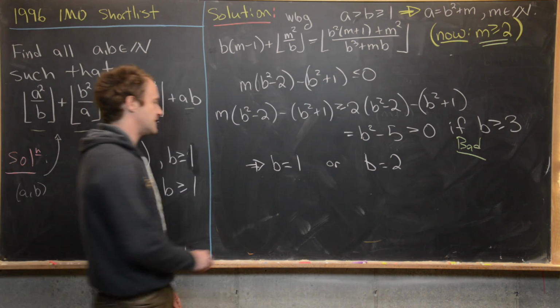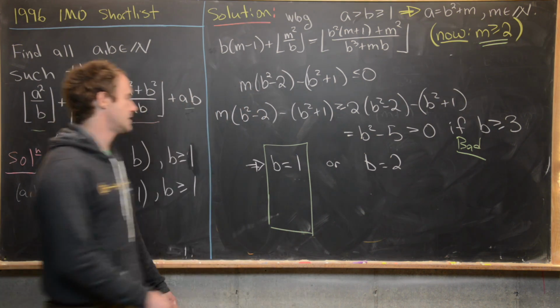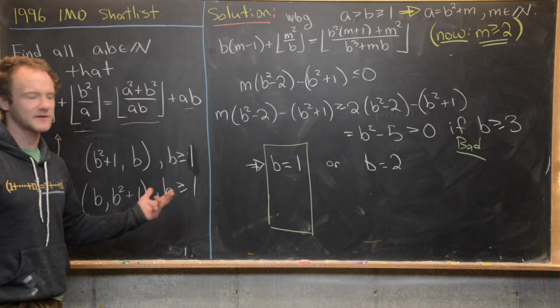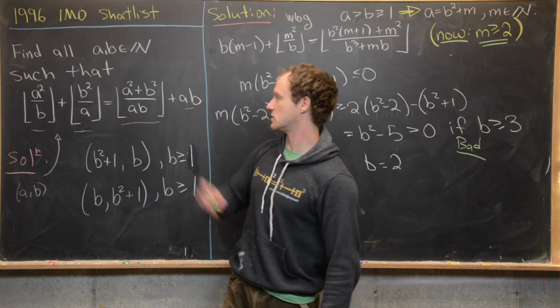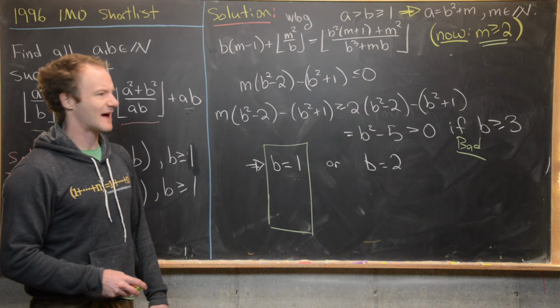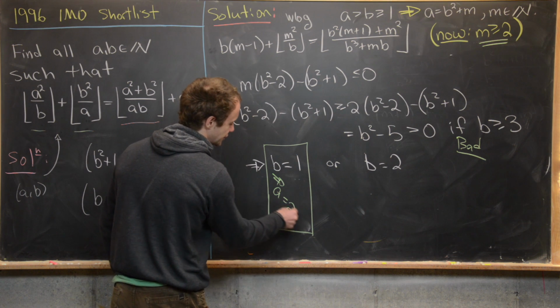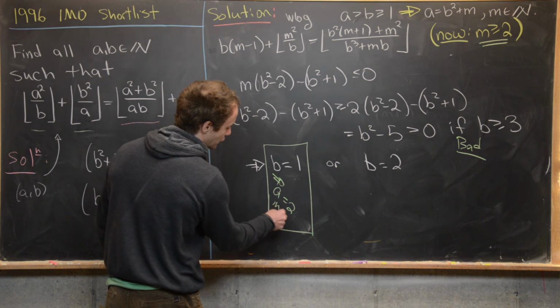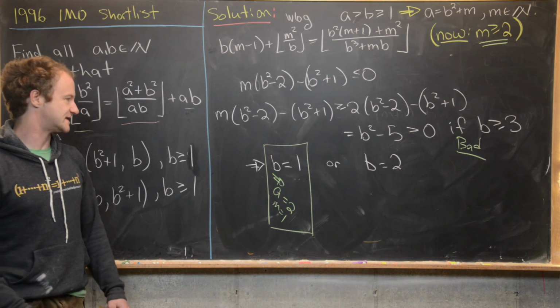Okay, so let's look at this case right here when b equals 1. And I'm not going to check this super carefully because if you plug b equals 1 into the original equation, what you'll see is that you'll have to have a equals 2. So here we have a equals 2, but that means that m equals 1. But that's kind of a contradiction from our current setup.